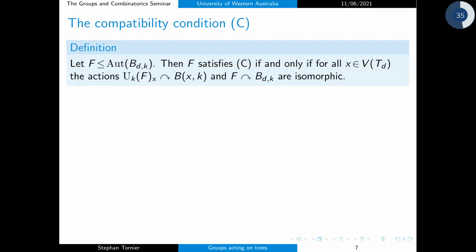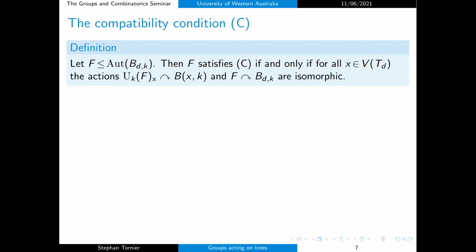And I call that a compatibility condition. And there's a reason for that, as we shall see in a minute. So I say that F satisfies condition C if this is the case. The action that vertex stabilizers in UKF induce are always exactly F rather than less.